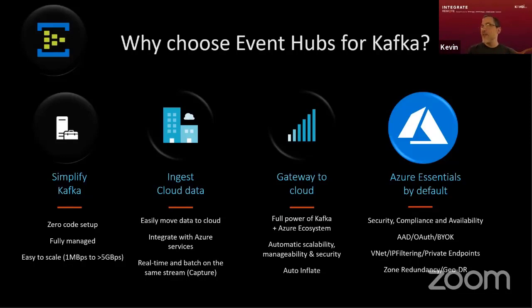And you get Azure Essentials by default. So there's certain fundamentals that we have to have as an Azure service around security, compliance, and availability. And for security, they include things like Azure Active Directory integration, which allows us to do OAuth and customer managed keys. For networking, we have VNets and IP filtering and private endpoints so that you get that lockdown in your networking. And then we have zone redundancy and geo disaster recovery. So all these things come out of the box for you, so you don't have to worry about them when you use Event Hubs.